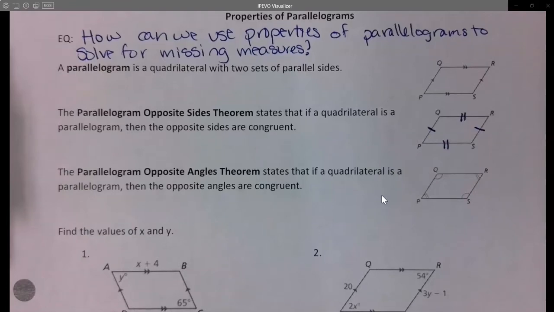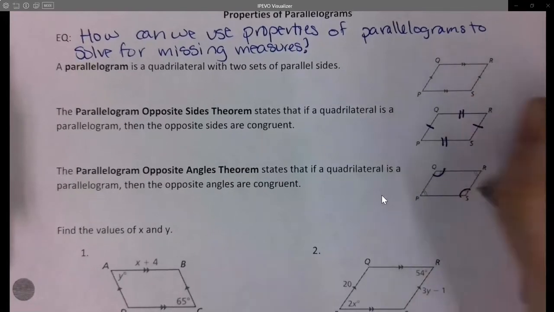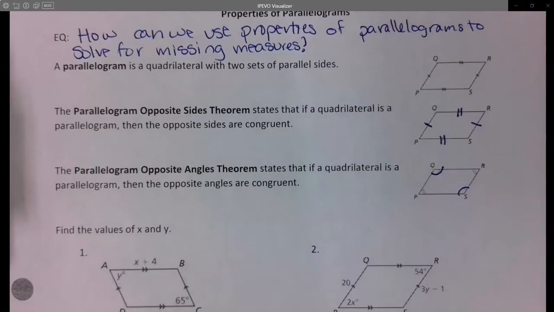Then I also have the parallelogram opposite angles theorem. It states that if a quadrilateral is a parallelogram, then opposite angles are congruent. So I have this angle, Q, is congruent to angle S.